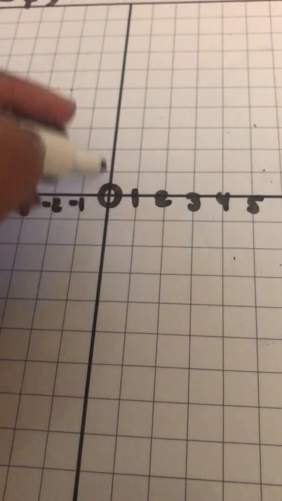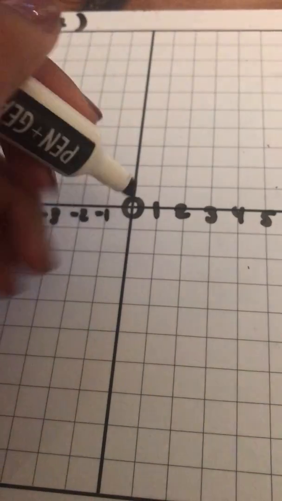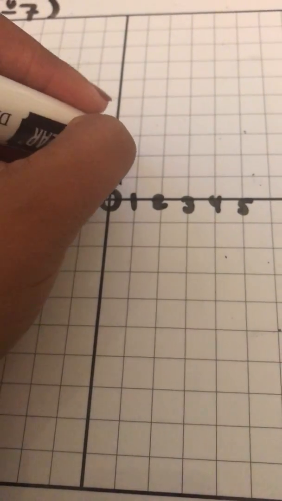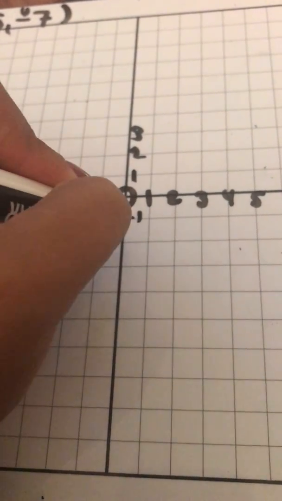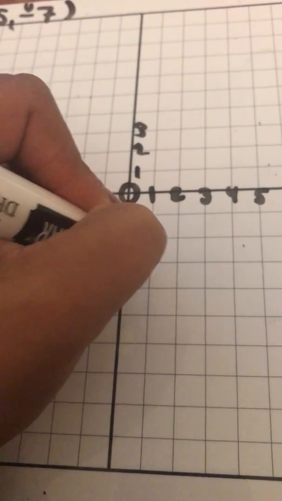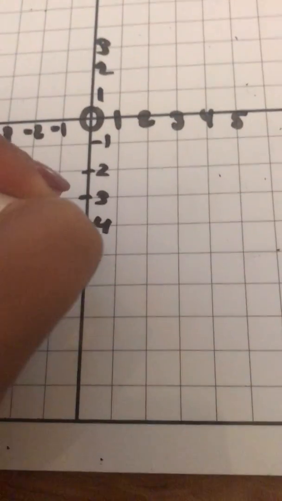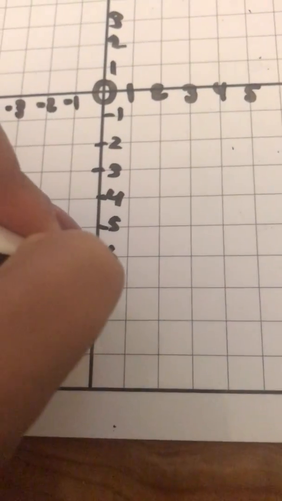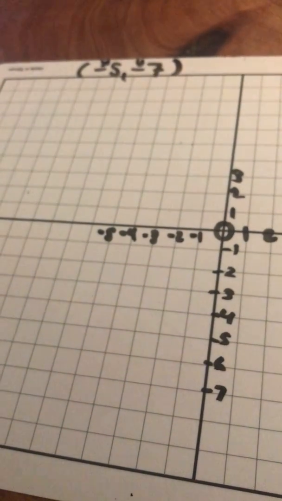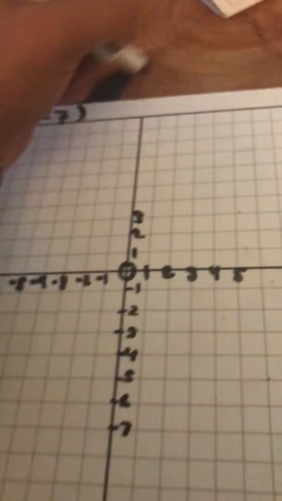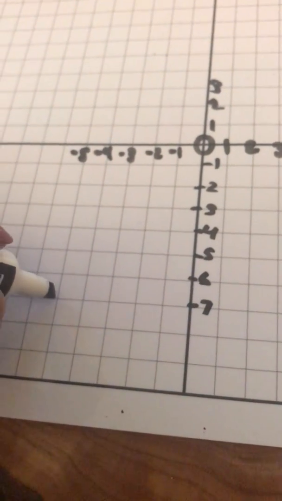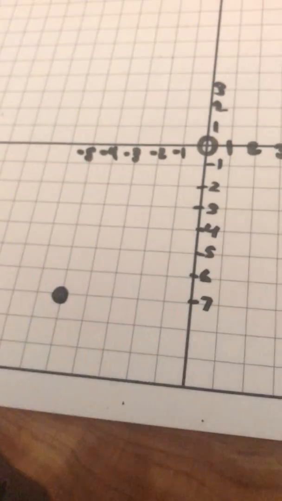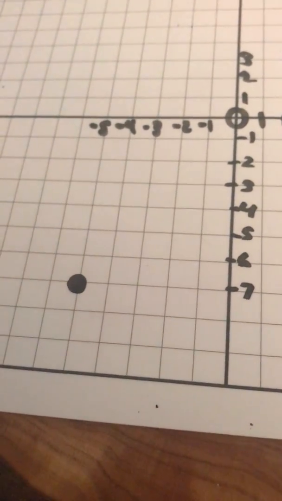So if this is 0, if I go up, that's my positive direction. I want to go down. We don't want to go in the positive direction. We're going in the negative direction. So -1, -2, -3, -4, -5, -6, -7. So our coordinates are where -5 on the x-axis and -7 on the y-axis meet, which is right here. So I graphed my first point of the rectangle.